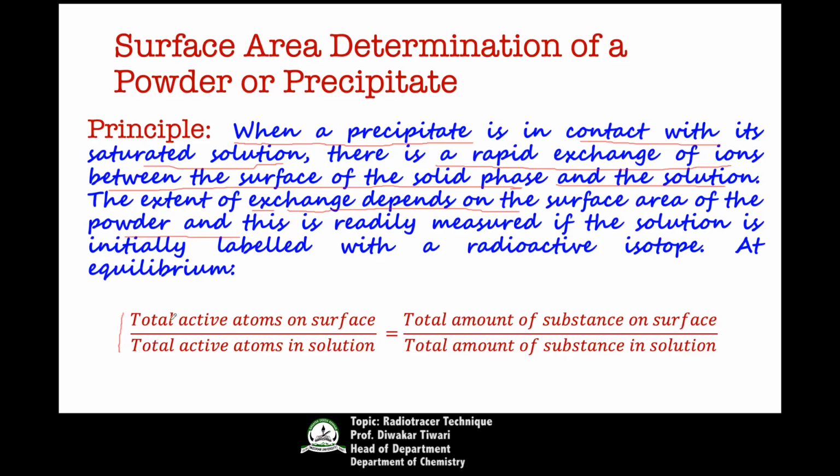Therefore we can write: total active atoms on surface, total active atoms in solution, total amount of substance on surface, total amount of substance in solution.